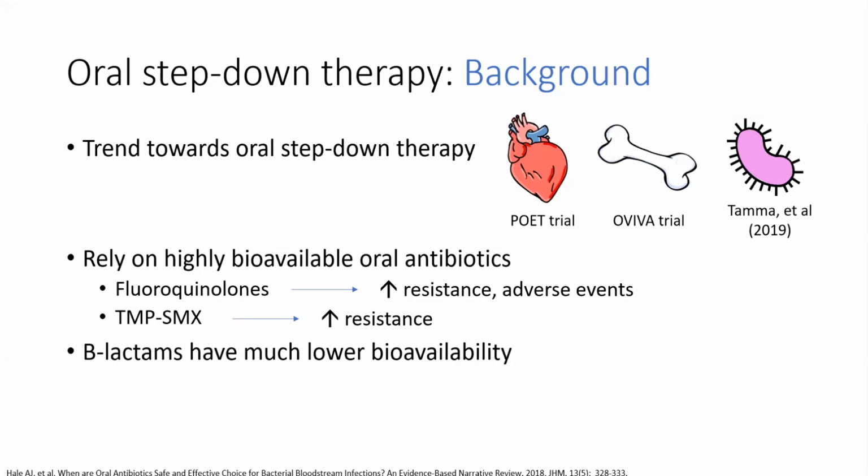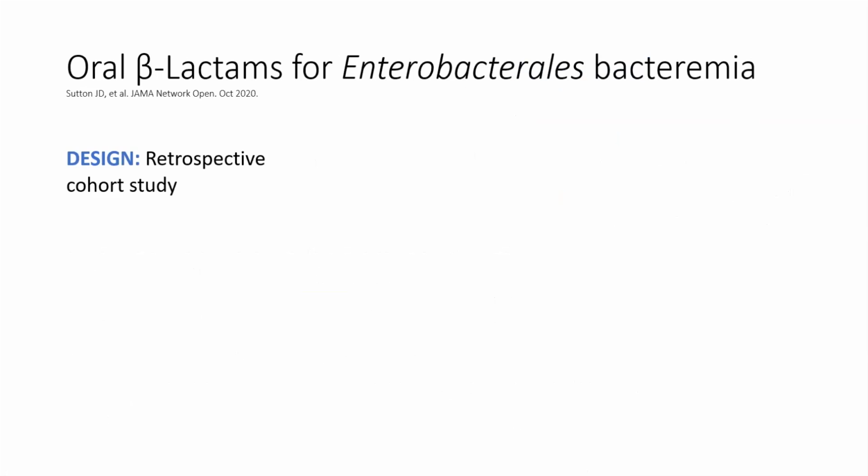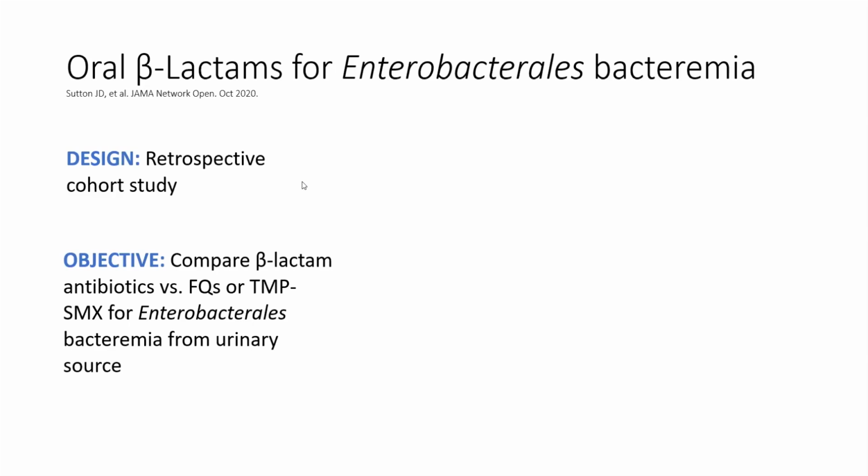Beta-lactams traditionally have much lower bioavailability. There's no guideline recommendations on oral antibiotics for GNR bacteremia. So this paper came out in JAMA just a few months ago, looking at oral beta-lactams for Enterobacterales bacteremia. It was a retrospective cohort study, and it sought to compare the effectiveness of beta-lactam antibiotics versus fluoroquinolones or Bactrim for GNR bacteremia from a urinary source.